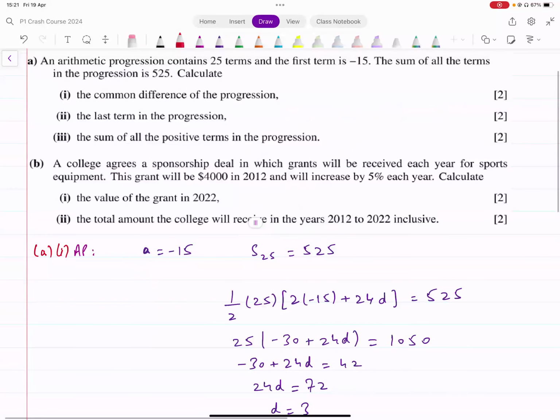Now it says, find the sum of all the positive terms in the progression. What does that mean? All the positive terms. How do we think about this now? Any idea? We're starting from minus 15. Some terms are going to be negative, and then some are positive. We only need to find the sum of all the positive terms. We start a new progression from when it starts being positive.